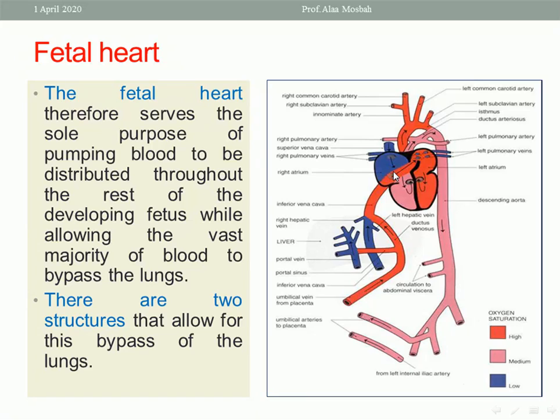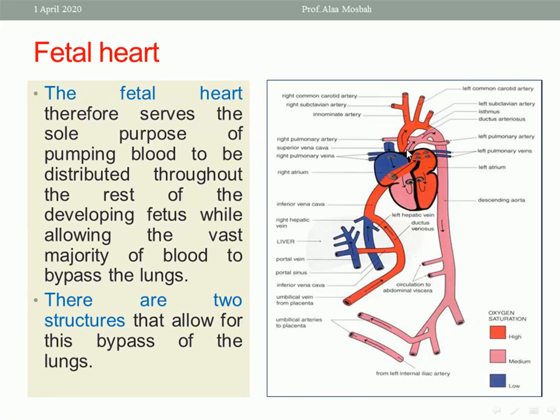So the blood will pass through from the right atrium to the left atrium through the foramen ovale. This is the first bypass for the lung. The second one is through the pulmonary trunk. A portion of the blood which passes to the right ventricle and goes through the pulmonary trunk or pulmonary artery will be shunted to the ascending aorta through what is called the ductus arteriosus.